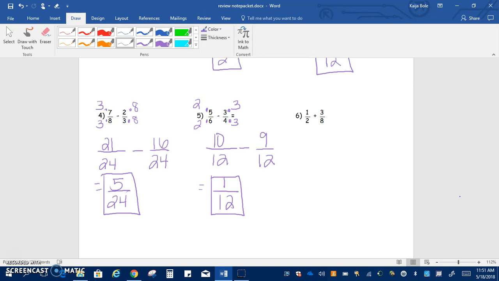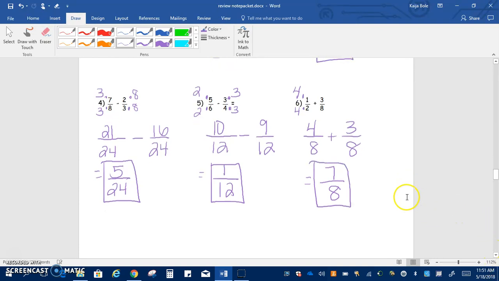The last one on this page, I have a 2 and an 8 in the bottom, so I'm going to make both of their denominators 8, which means I do not have to change the second fraction. Yay! So to get from 2 to 8, I multiply by 4 on the bottom and on the top, and 4 times 1 is 4. So when I add across the top, 4 plus 3 gives me 7/8.